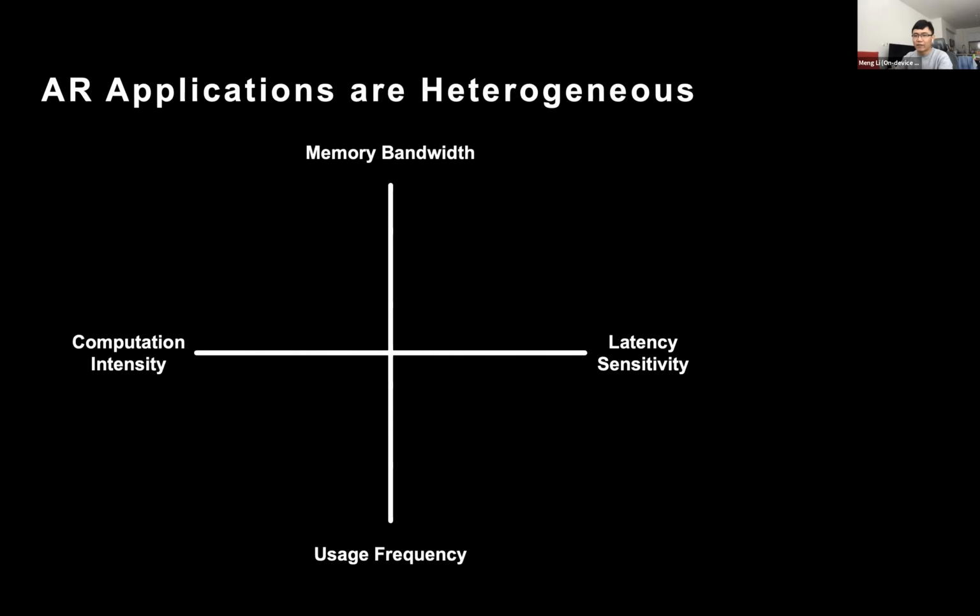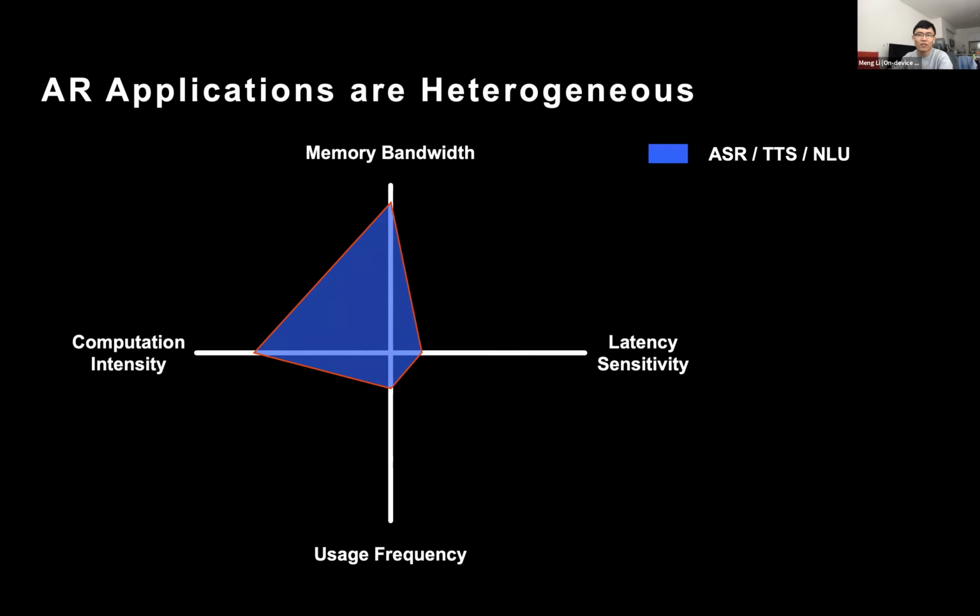While on-device AI for AR is super important, it is in fact not an easy task. And to understand the challenges, let's first take a look at the applications that we need to deal with in AR to realize our vision. Specifically, we roughly compare these applications from the following 4 aspects, including memory bandwidth and computation intensity per inference, latency sensitivity, and usage frequency.